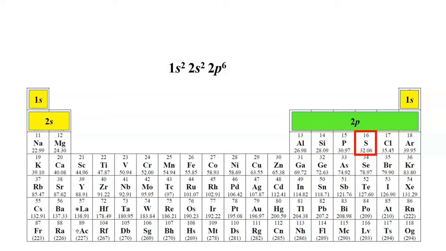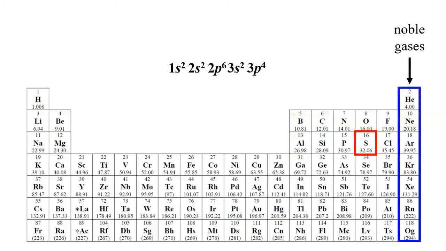Moving on to the third period of the periodic table, it's going to be 3s2, but now when we get to 3p, we're not going all the way to the end of the row, so it's not 3p6, but rather 3p4, based on where sulfur is located on the periodic table. So that is the long form of the electron configuration for sulfur.